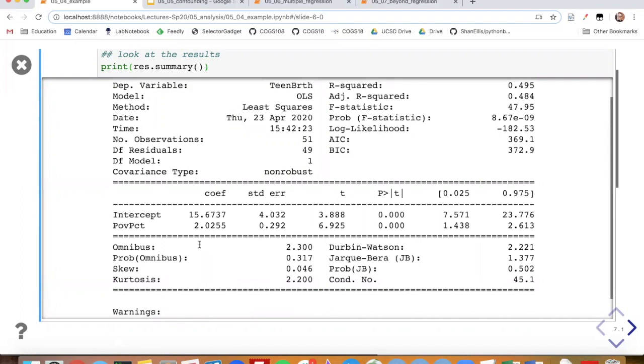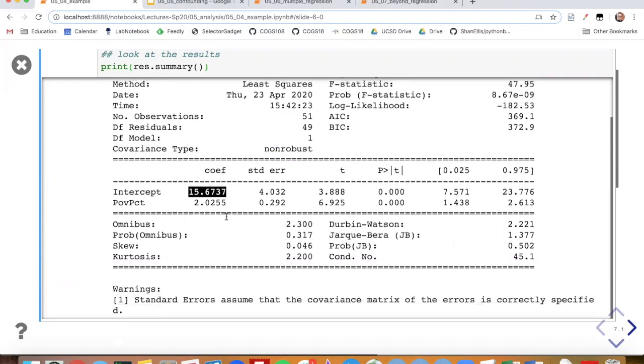Okay, so this is something that often trips people up and why I've left the clicker questions in. A reminder, this number here demonstrates the effect size between poverty percentage and teen birth rate. This is the y-intercept. So this is the slope, beta 1. This is the y-intercept, beta 0. So the correct answer here was 2.0255.